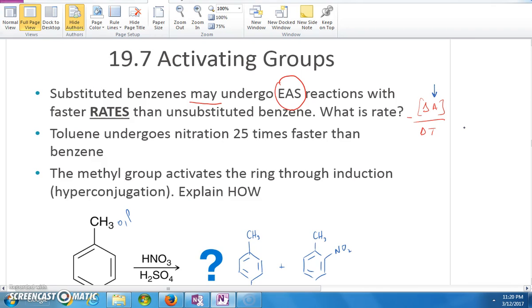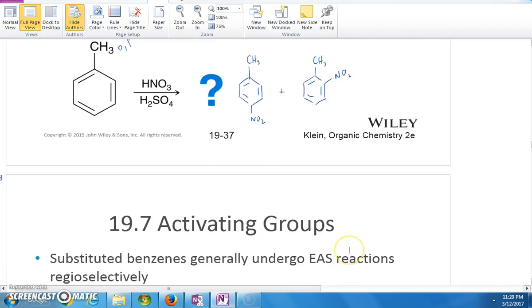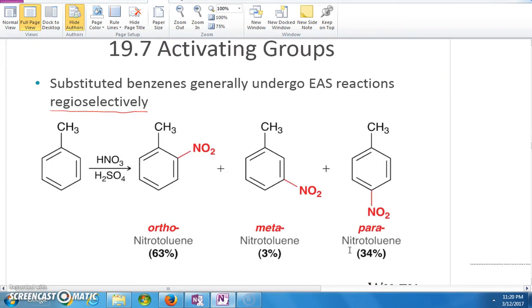Now, toluene undergoes nitration 25 times faster than benzene, and that's because the methyl group on the toluene activates the ring through induction. And of course, you know by now that alkyl groups are electron releasing. They release electron density via hyperconjugation. Now, substituted benzenes generally undergo electrophilic aromatic substitution with a great deal of regioselectivity.